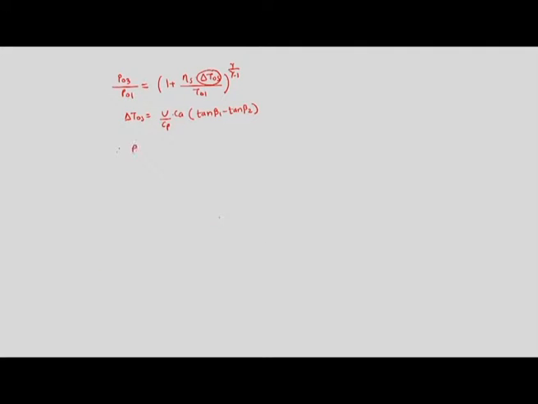So we got a formula for pressure ratio as P03 upon P01, which is 1 plus stage efficiency divided by T01 into U Ca divided by Cp into tan of beta 1 minus tan of beta 2, bracket raised to gamma upon gamma minus 1.